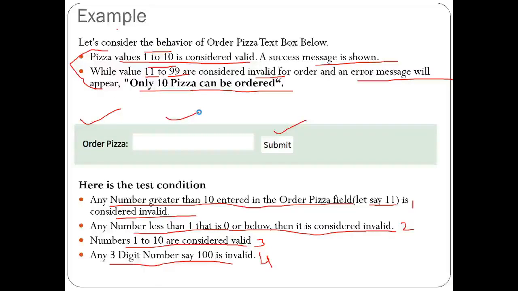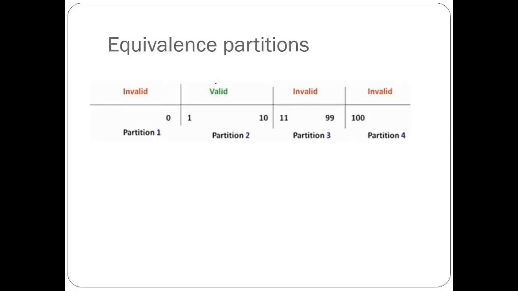So let us see which are those partitions. See, first of all, recognize which is the valid partition. From 1 to 10, this is the valid partition. And less than 1, this is an invalid partition. Greater than 10, this is an invalid partition. And even if there are any 3 digits, this is an invalid partition. So these are the partitions which we have recognized from those conditions and from the field.